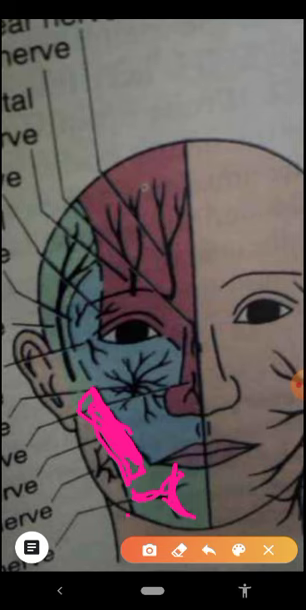The last division is the auriculotemporal. This is the auriculotemporal. It is basically supplying the parotid gland area, starting from the parotid gland area, and it is supplying the skin of the auricle and the external acoustic meatus, and this temporal part of the bone. So this is the auriculotemporal nerve.